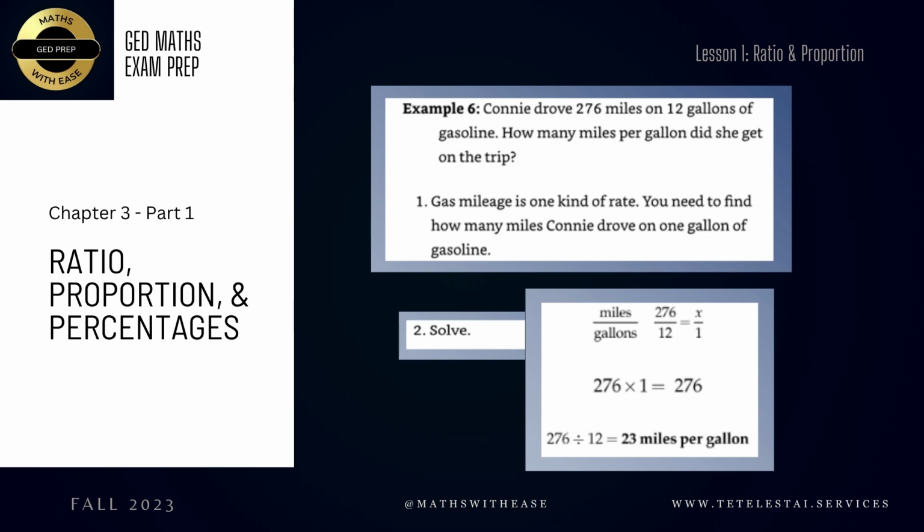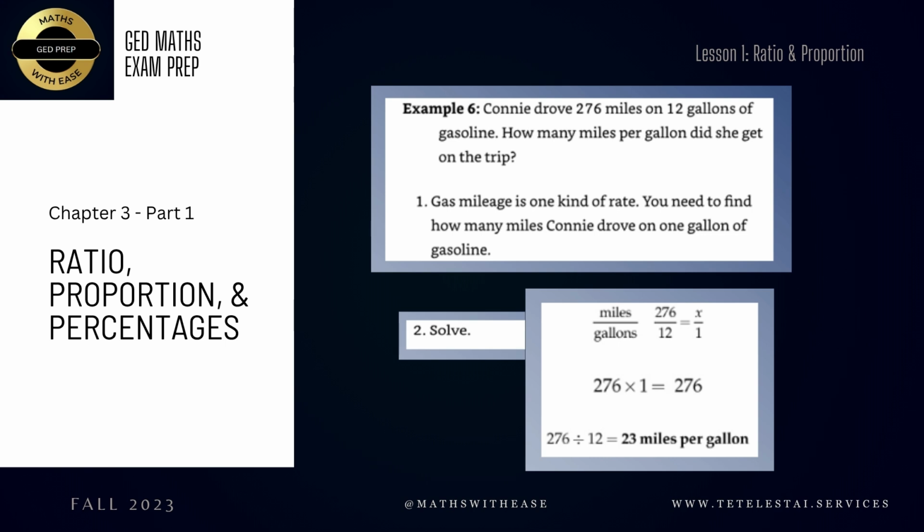So here might be a good example to show you what would have happened if you had inversed the order of the question. Let's say you had written 1 over x instead of x over 1, then you would have 276x equals 12. And then, because you're trying to isolate x, you would be dividing 12 by 276, and you would get some number in decimal form that's not the correct answer.